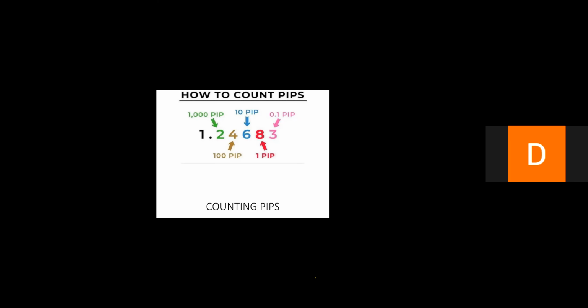Why do we need to know counting of pips? Whenever we enter the trade, by just looking at the entry level, we can easily tell, okay, this will be my stop loss and this will be my take profit level. You can just tell it after looking at your entry point. So whatever the price you might see, let's say EUR/USD, whatever currency pair it might be.